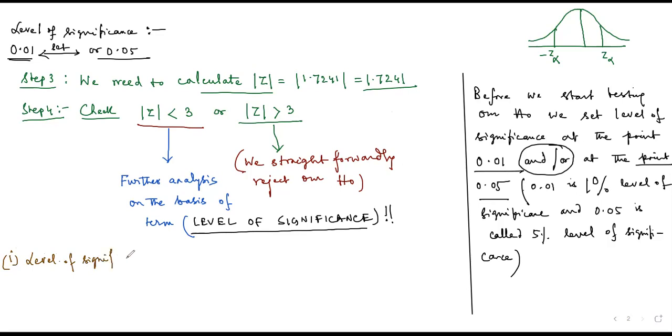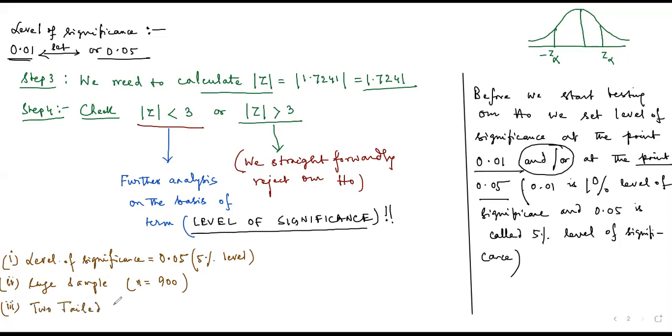Suppose I'm fixing the level of significance at 0.05 or 5% level. Number two, we have a large sample. The size is 900. We have a two-tailed test. So these are the things which we have in our hand. On the basis of these three pieces of information, I'm going to test further.